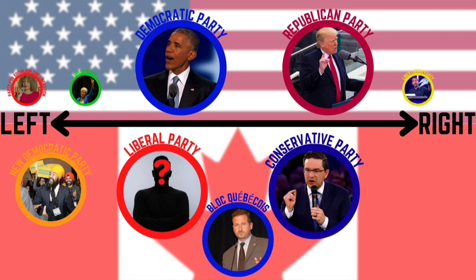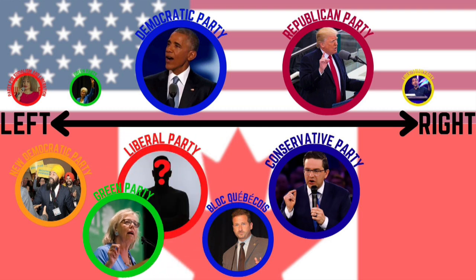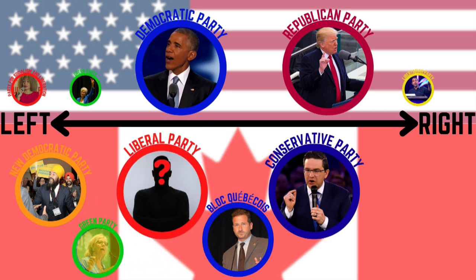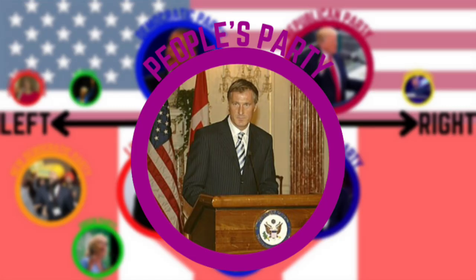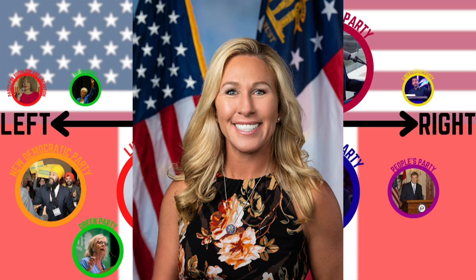The last two parties are really small and only win a couple seats. The Green Party really care about the environment and are kinda left-wing but also sometimes promote conspiracies. They're led by Elizabeth May, who is basically just Canada's Jill Stein. And the People's Party, led by Maxime Bernier, are a far-right alternative to the Conservatives. They're kinda like if Congresswoman Marjorie Taylor Greene had a political party.